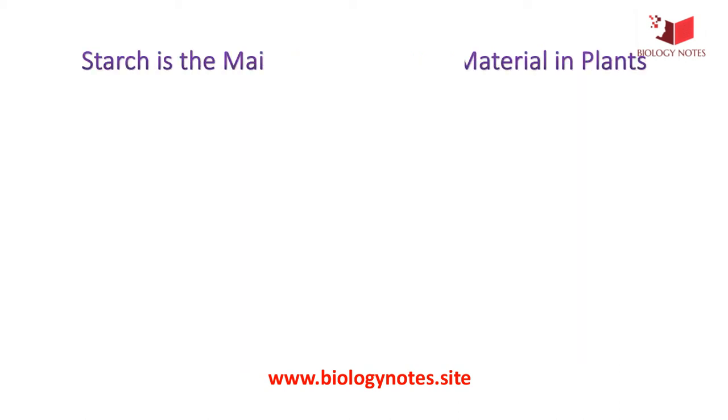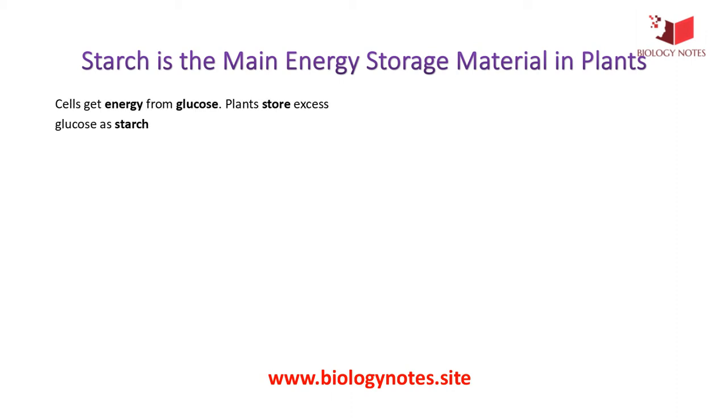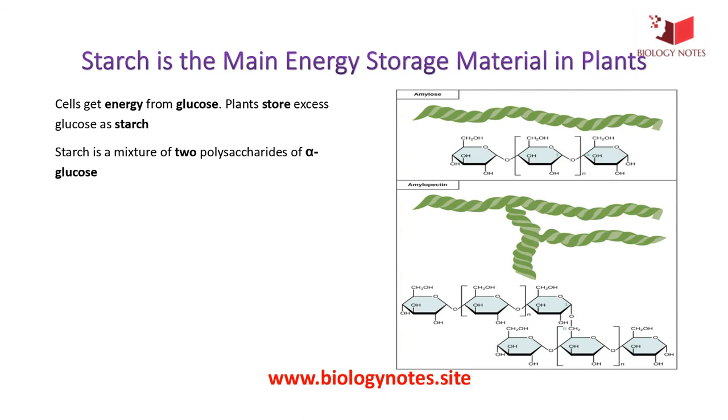Starch is the main energy storage material in plants. Cells get energy from glucose. Plants store excess glucose as starch. When a plant needs more glucose for energy, it breaks down starch to release the glucose. Starch is a mixture of two polysaccharides of alpha-glucose, amylose and amylopectin.